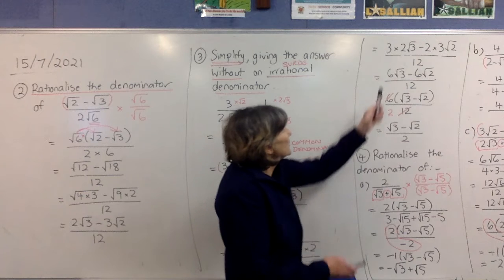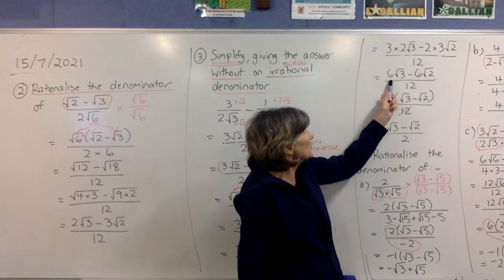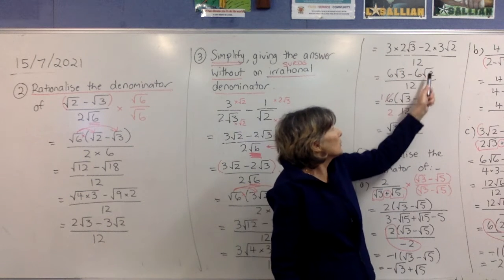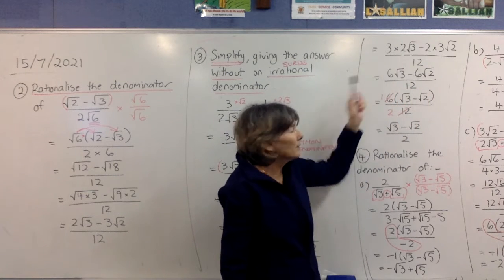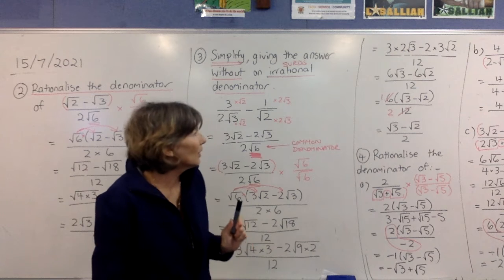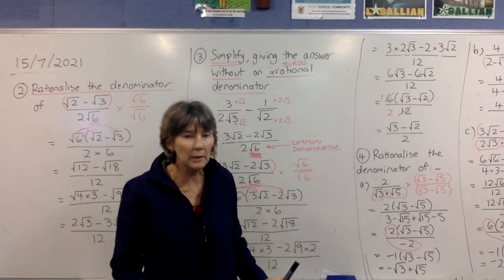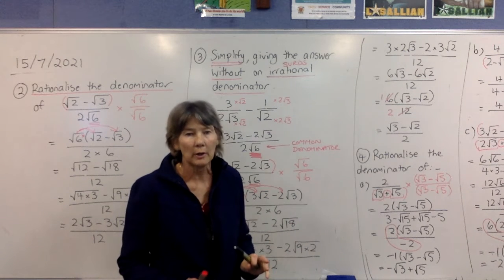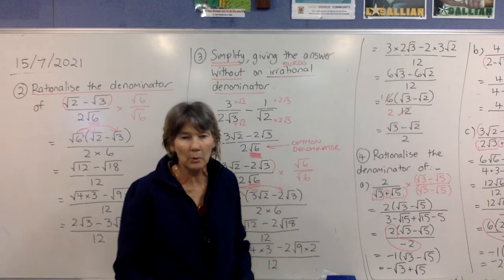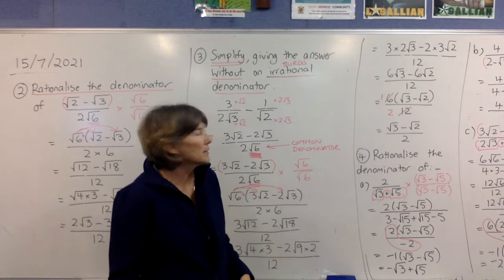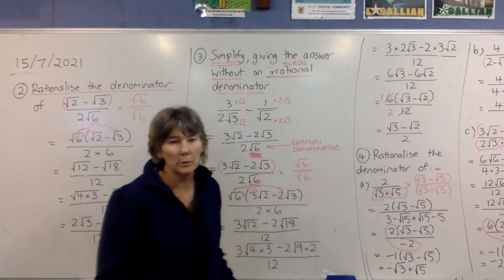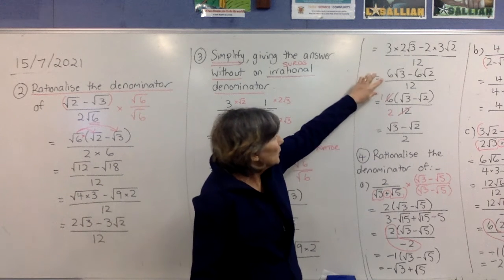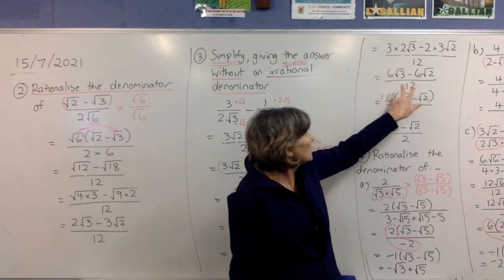Now we're just going to tidy this up. 3 times 2 is 6 root 3, 2 times 3 is 6 root 2. Now, once you get to there is more simplifying that can be done, but you've got to be really good at your fraction work and everything that we've done up to this point. That's why it's really important you keep practicing everything, because otherwise you just don't have the basics to continue at this level.